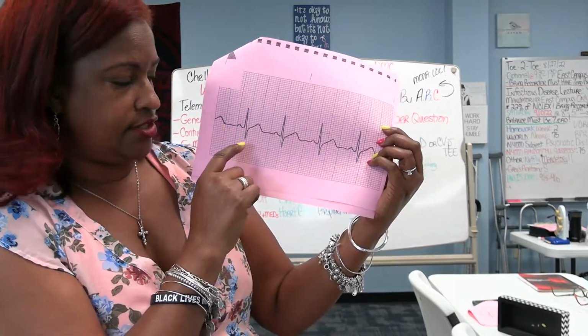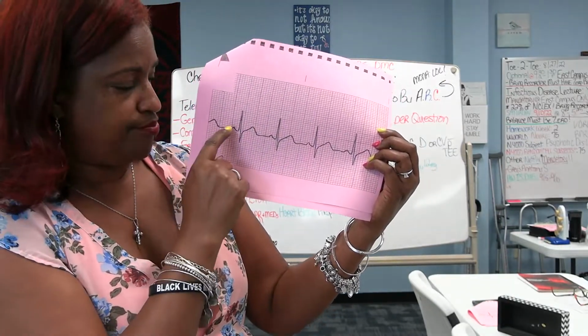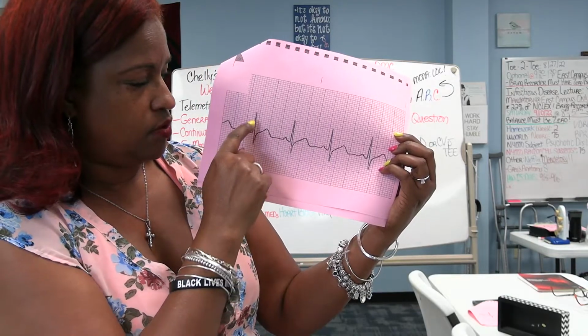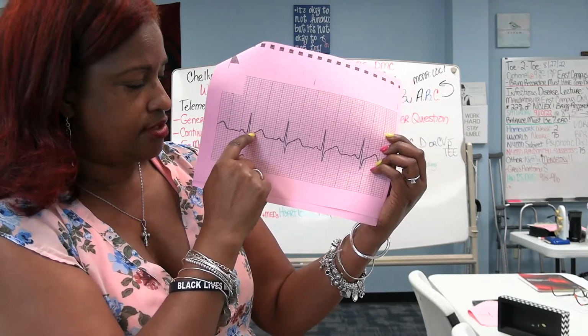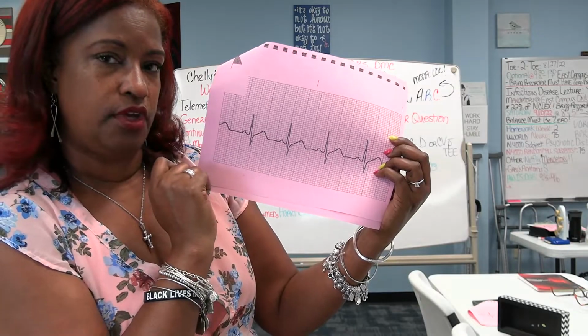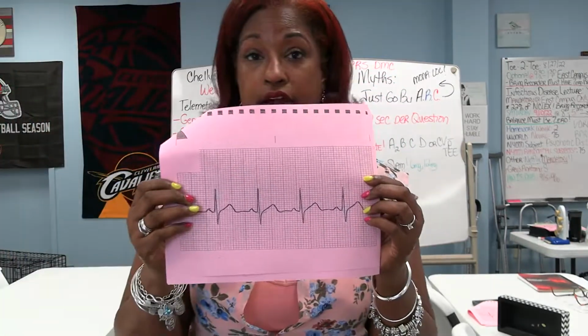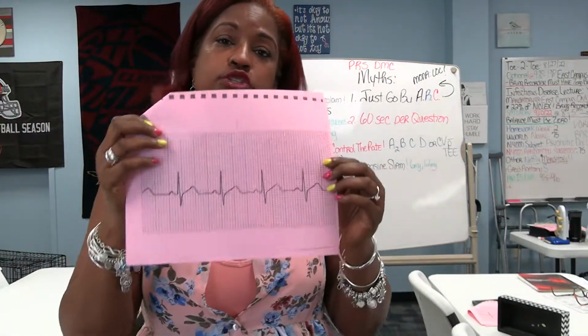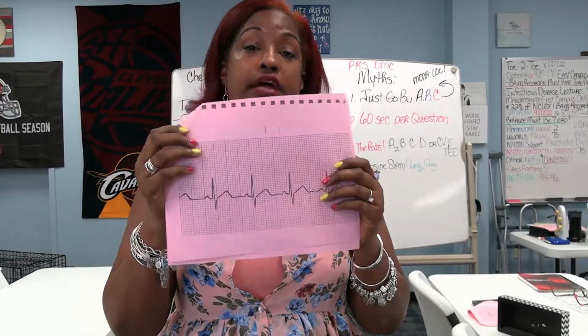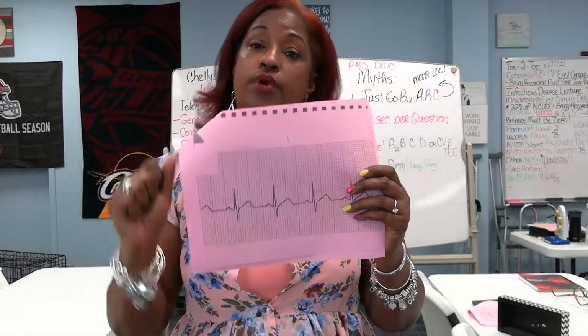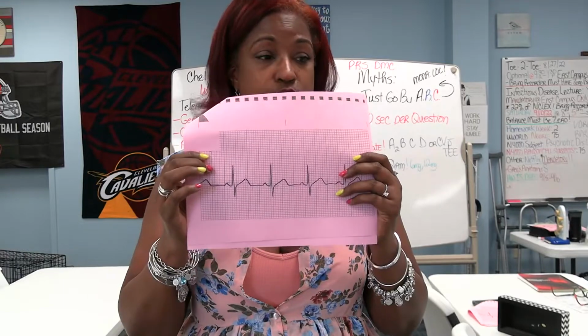So let's look and see what we're making out of this strip. P, Q, R, S, T. Did you see that? That's it right there. It doesn't matter what strip you look at. You have got to start with the rate, the rhythm, and the P's. Okay, the P's are predictable.